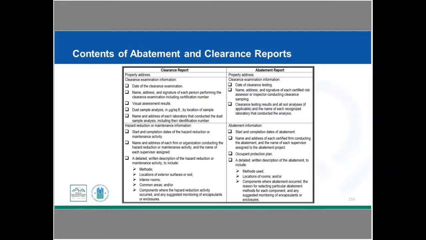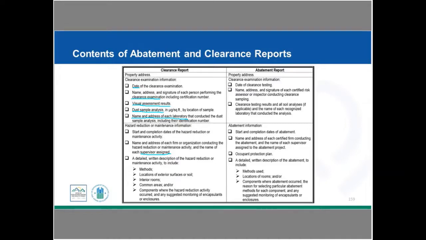So for the contents of the abatement and clearance report, some standard requirements here. We need a date. We need a name and address of who is actually performing this clearance examination. We're going to have information about not only the visual results, but also our dust sample results on that, who actually did the testing on that. So we talked about it needing to be a scientific analysis on that. We're going to be working with a laboratory on that. And this would include information about the start and completion dates of the hazard reduction work, the firm that was completing that, the supervisor that was assigned as part of that, and then essentially detailing the work that was completed and obviously the clearance information that went with that.